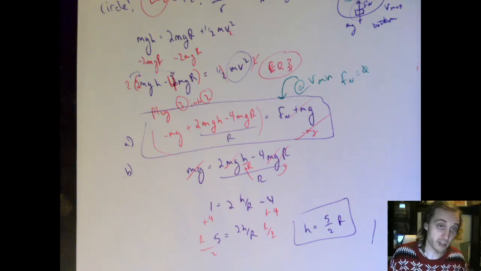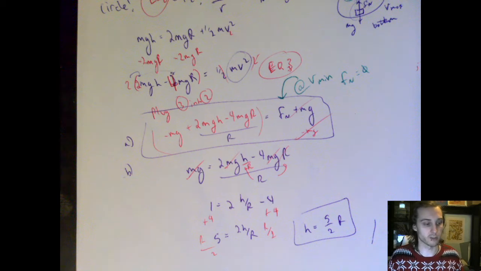If we drop it from any higher than that, it should make it all the way around the loop with no problems. If we drop it from any lower than that, it'll come off of contact with the loop at some point, possibly re-landing on the loop and finishing its journey, depending on where it comes off the loop. Cool. So that's pretty much the wrap on that one.